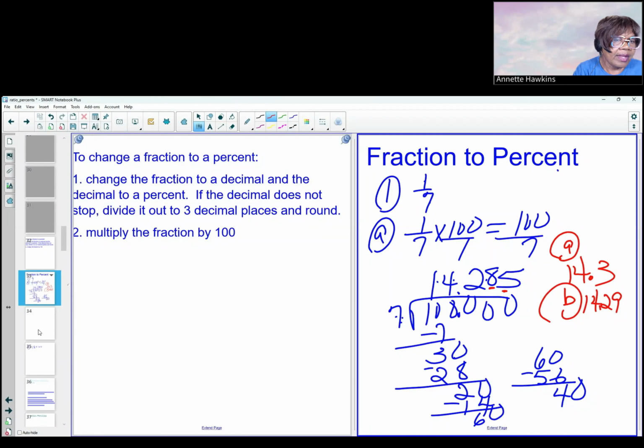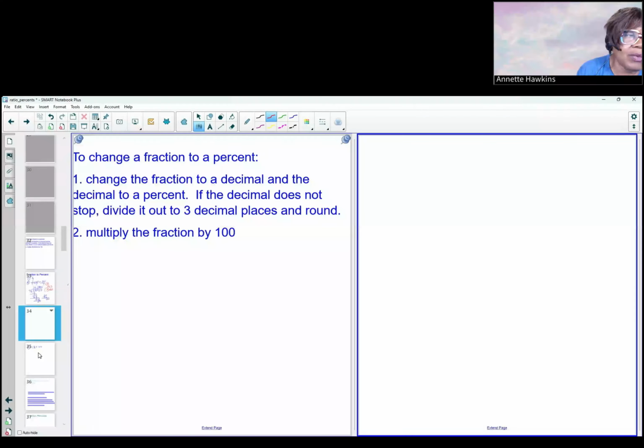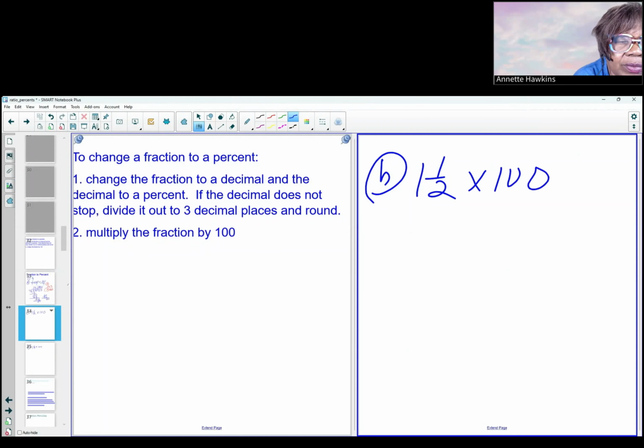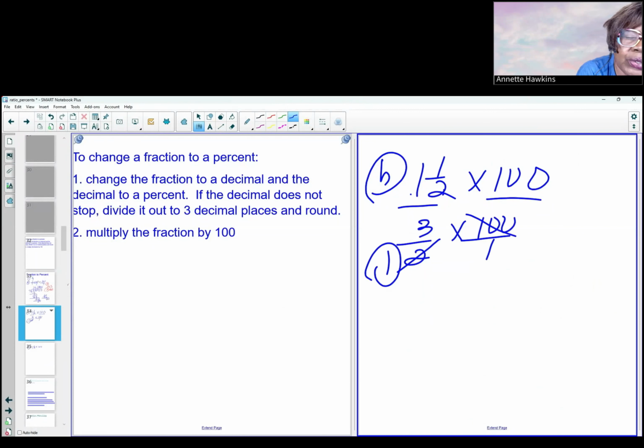Okay. All right, let's take a look at 1 1/2, which was the next one. We want to change 1 1/2 to a percent. Okay, so it says multiply by 100. So now we're multiplying fractions. So I need to change this to an improper fraction. 2 times 1 is 2, plus 1 gives me 3, so 3/2 times 100 over 1. Now we can look along the diagonals. 2 will go into 2 one time. 2 will go into 100 50 times. Top times the top. So this is going to be 150%.